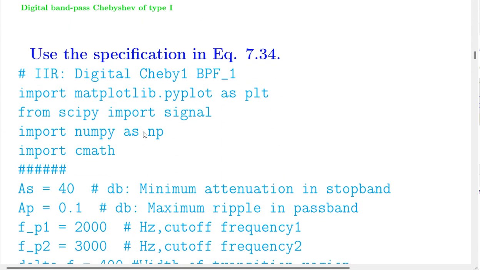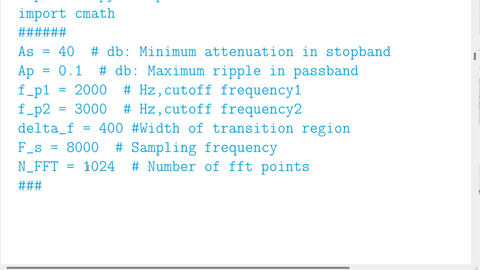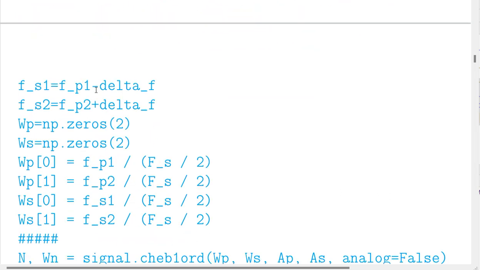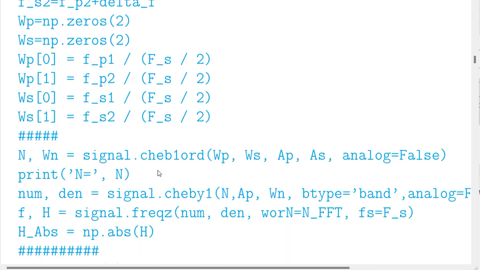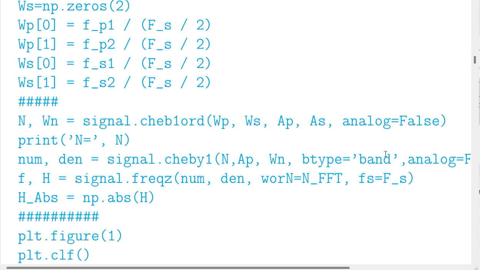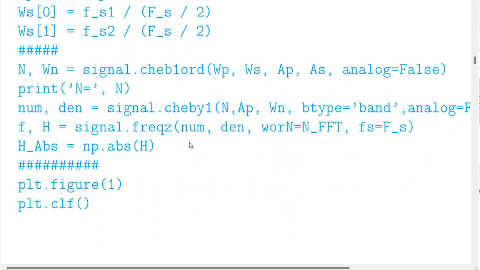and moreover band pass filter, okay, the declaration 2000, 3000, two passband frequencies, delta F 400, 8 kHz for sampling frequency, and NFFT similar, FS1, FS2, WP, WS, and Cheb1ord completely similar to what we have mentioned earlier, and B type band, okay, using Cheb1ord for estimation and design cheby1, okay, Chebyshev for design, Cheb1ord for estimation.